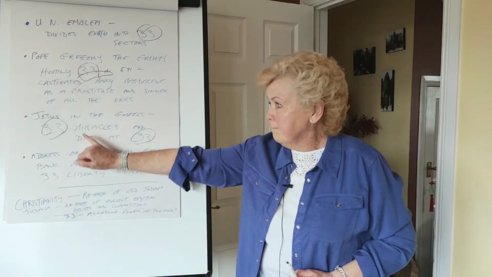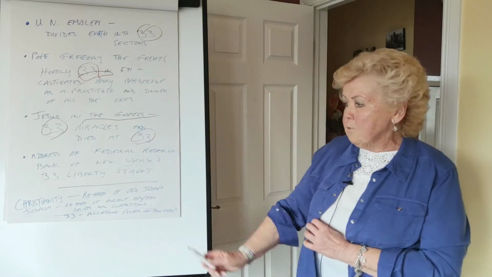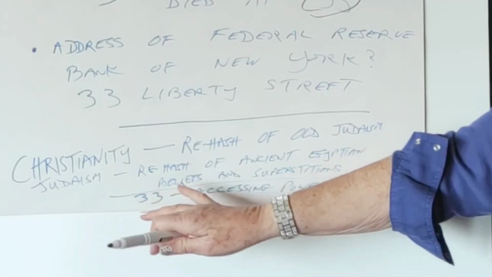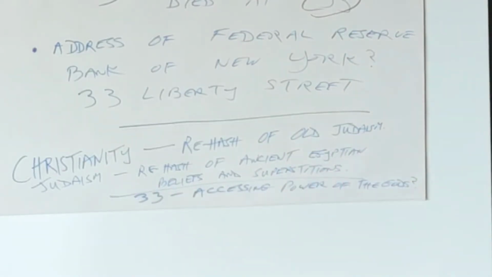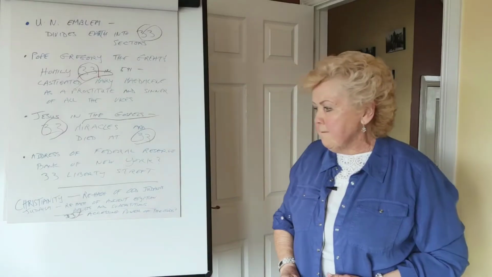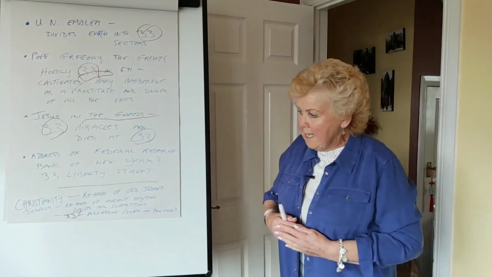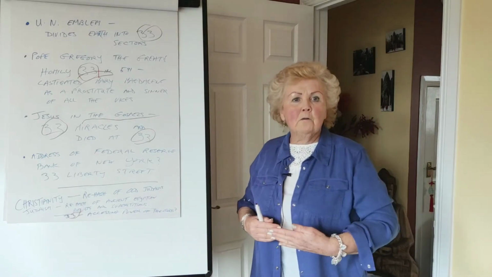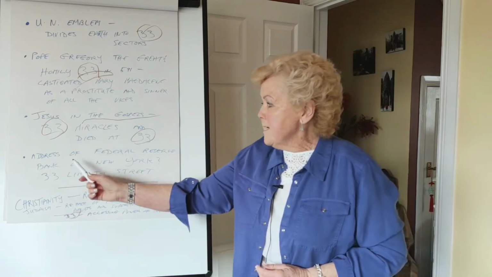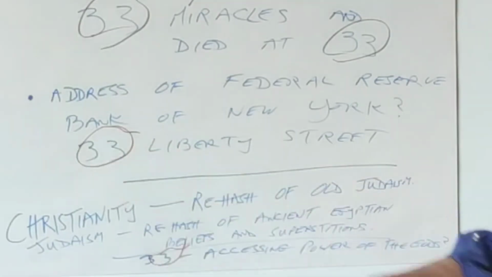Christianity is simply a rehash of the old Judaism. And the old Judaism is simply a rehash of the ancient Egyptian beliefs and superstitions. And 33 for them was a very, very important number. They believed in some way that through that number 3, they were accessing the power of the gods in some way. The address of the Federal Reserve Bank of New York, 33 Liberty Street.